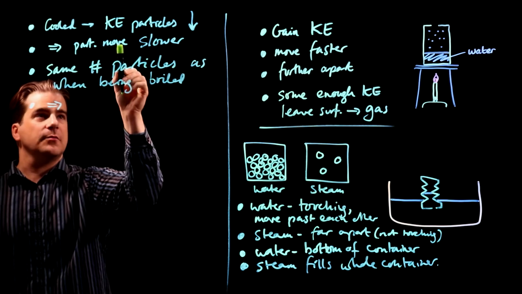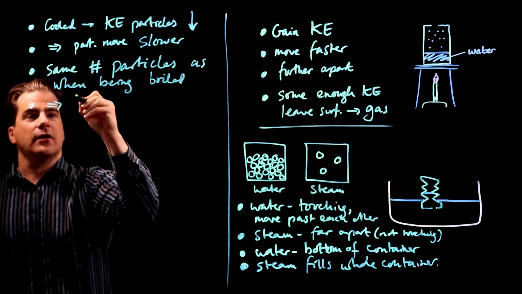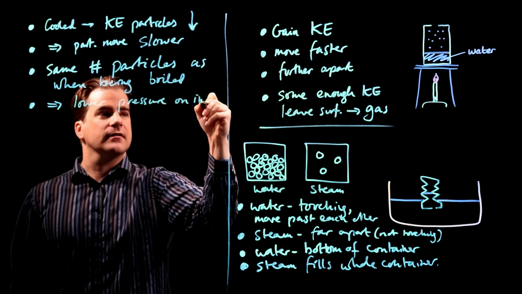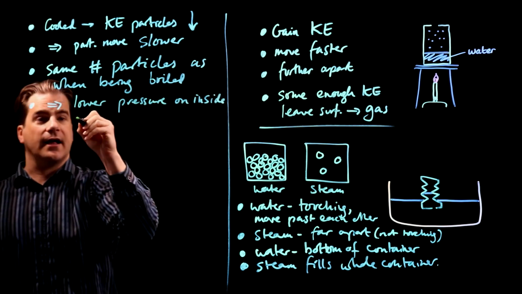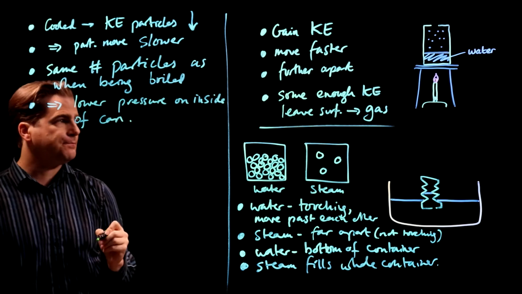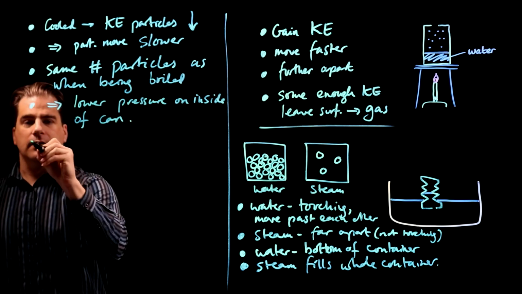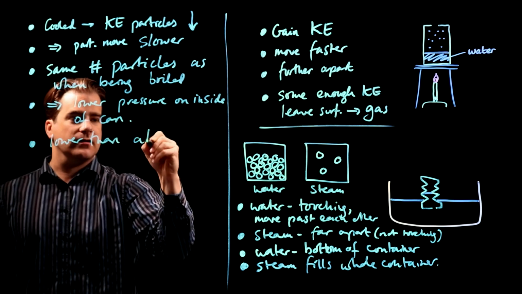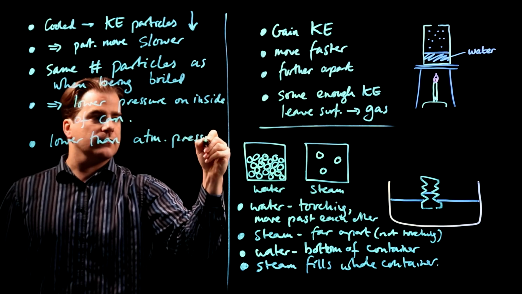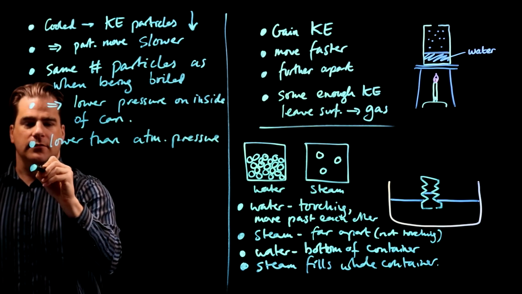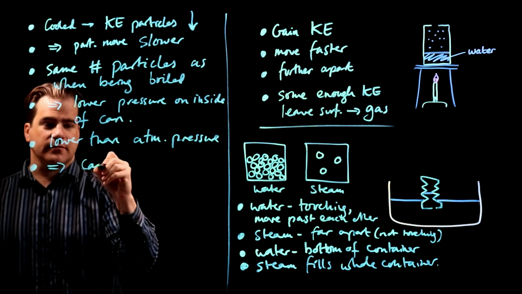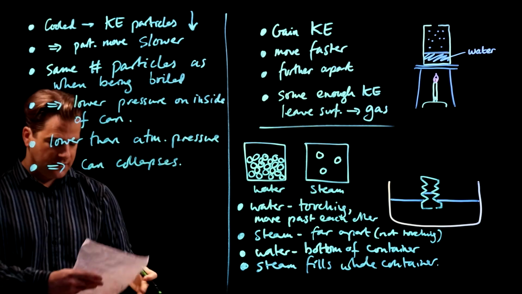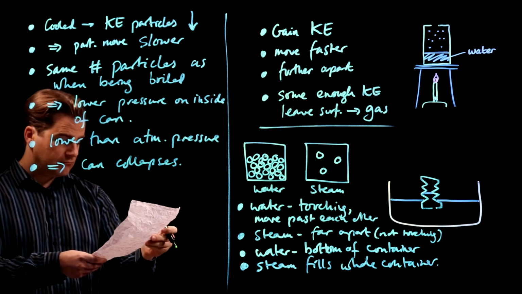because the particles are moving slower and there's the same number, therefore there's a lower pressure on the inside of the can. Okay, and this is lower than atmospheric pressure. So therefore the can collapses. Okay, 3 marks. I think that's everything. Yeah.